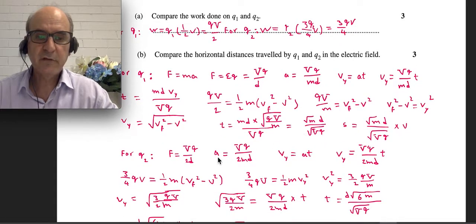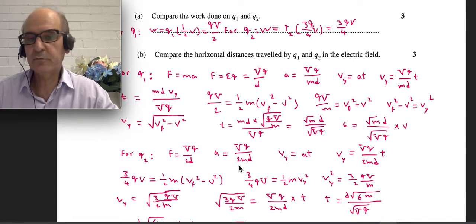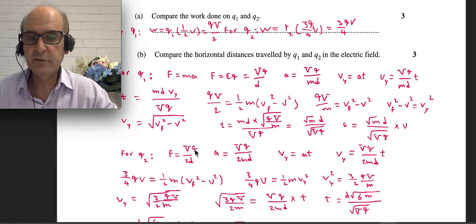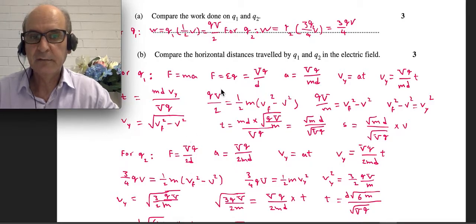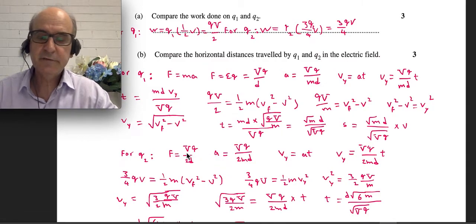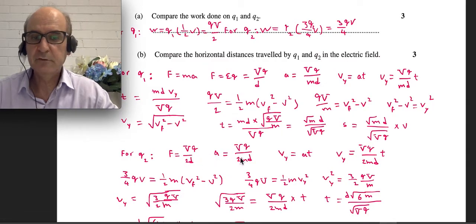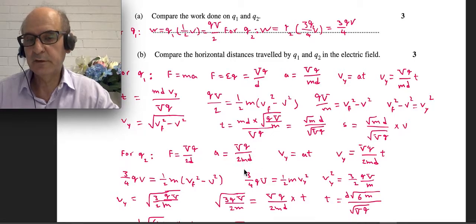For the second one, again we follow the same procedures. F is VQ divided by 2D because the distance is now 2D. That is Q, that's E, V over 2D. Basically we are using this formula: F is equal to EQ and E is V on 2D. And acceleration is F divided by M. So VQ divided by 2md. So remember that the two charges are identical. So that one also has a mass of m.